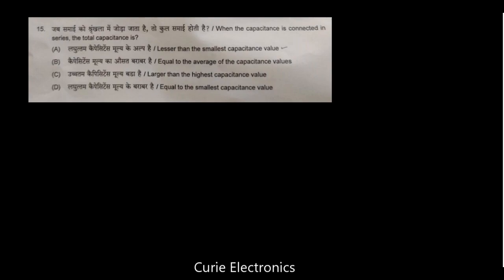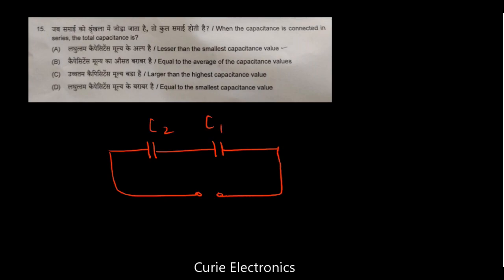Question number 15. When the capacitance is connected in series, the total capacitance is, see, when you connect two capacitors in series, what happens? This is C1, C2, and this is the CT. What is CT? CT is C1 multiplied by C2 upon C1 plus C2. So it decreases, lesser than the smallest capacitance value. The resultant will be lesser than the smallest capacitance value.